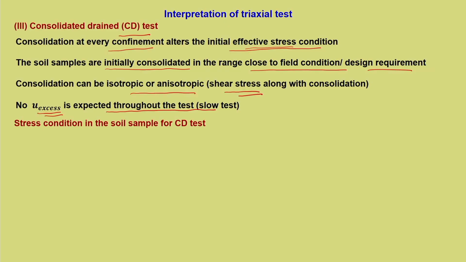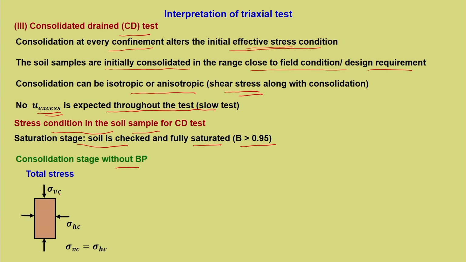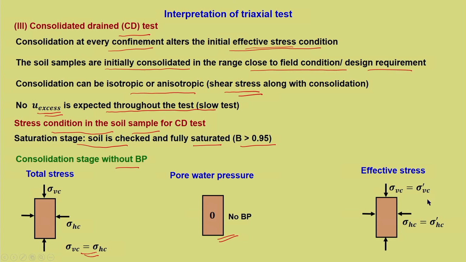Similar to the UU and CU tests, where we have discussed the stress condition in the soil sample, we will repeat it for the CD test as well. Of course, the first stage is the saturation stage. It has to be fully saturated, which is ensured by the B parameter greater than 0.95. So, first let us see the consolidation stage without back pressure. We have seen exactly the same for the CU test, but it is important for completeness that we repeat this here as well. Total stress sigma Vc, sigma Hc, and for isotropic consolidation sigma Vc is equal to sigma Hc. Pore pressure equals 0 because there is no back pressure. So, effective stress will be sigma Vc equal to sigma dash Vc, sigma Hc equal to sigma dash Hc. There is no pore pressure.